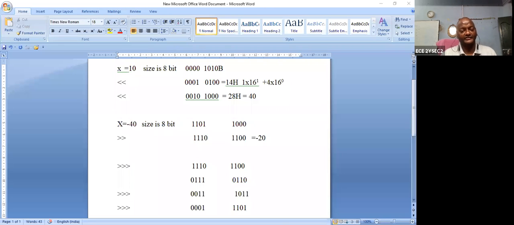Suppose 15 less than 4. What is the meaning of that? 15 into 2 power 4. 2 power 4 stands for 16. So 15 into 16 is 240. You doubt, sir, about the range. In Java, what is the range of the integer? What is the size of the integer? 32 bit, that's it, 2 power 32. That's why it is within the range. So the sign does not change.